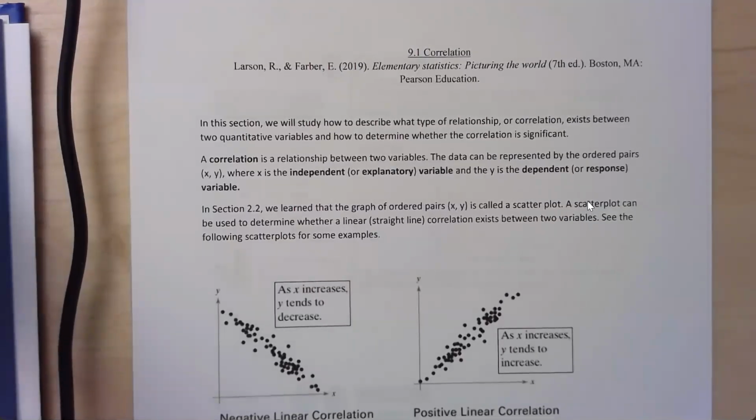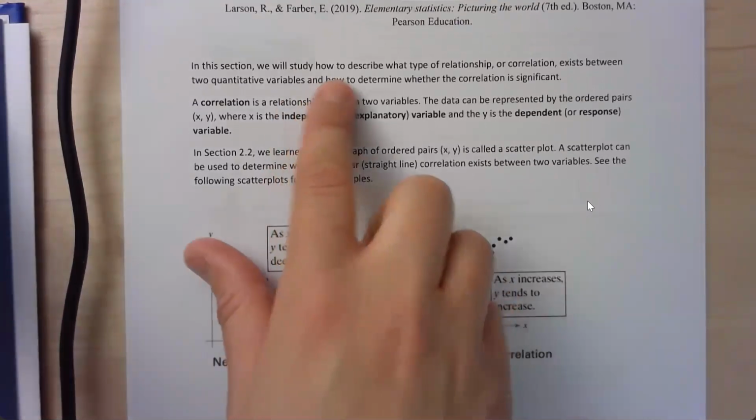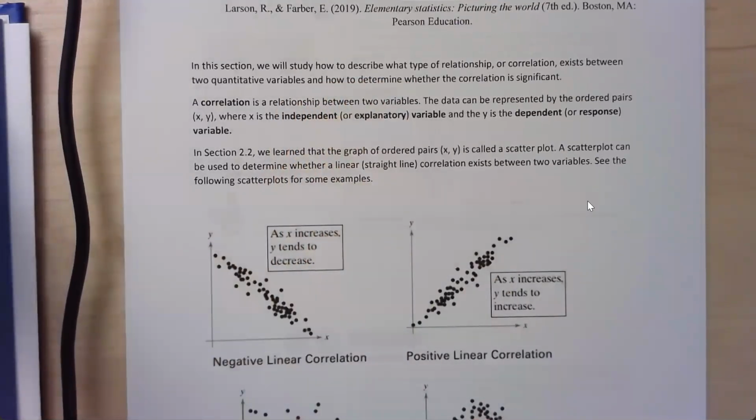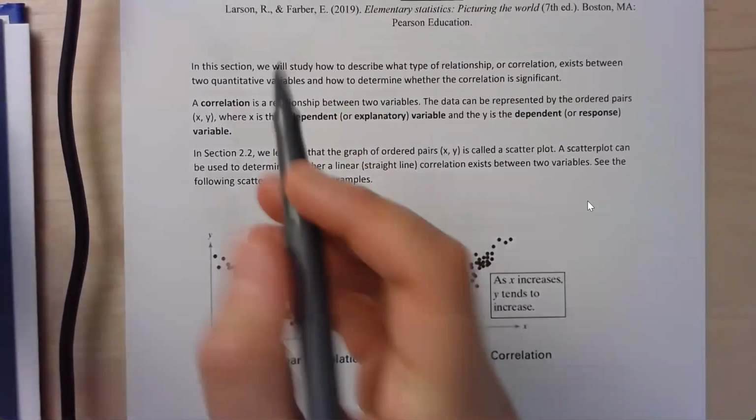Hi, everybody. So in this section, we're going to look at correlation, which basically just means a relationship. So we're looking to see if two variables have a relationship together. In this section, we will study how to describe what type of relationship or correlation exists between two quantitative variables and how to determine whether the correlation is significant. Now, a correlation, like I said, is just a relationship between two variables.